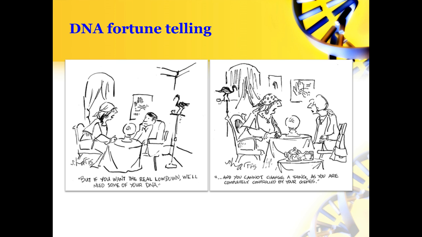Advances in molecular genetics over the past decades have been remarkable. DNA fortune telling: genetic information could determine disease destiny from birth. Like the cartoon, the fortune teller said, if you want the real lowdown, we'll need some of your DNA. And you cannot change a thing, as you are completely controlled by your genes.